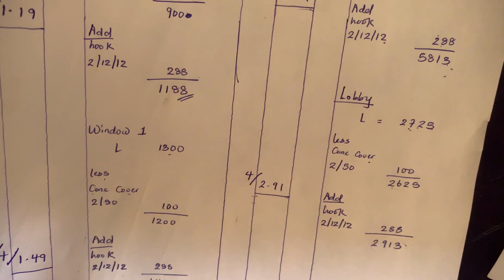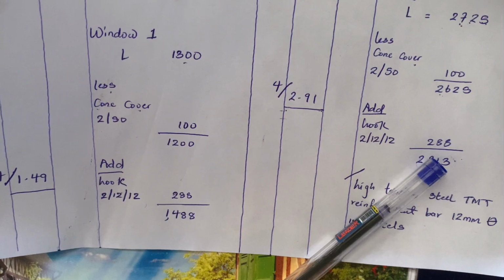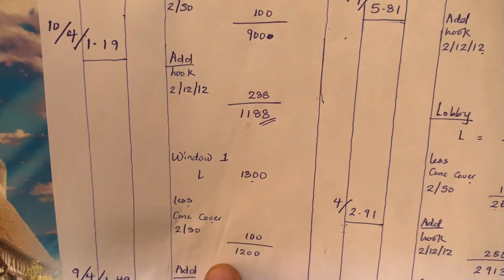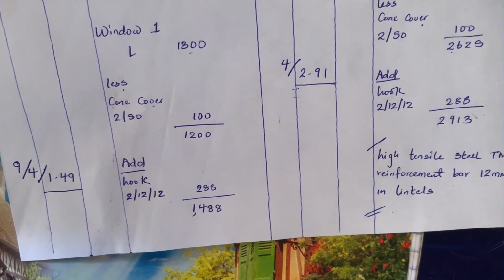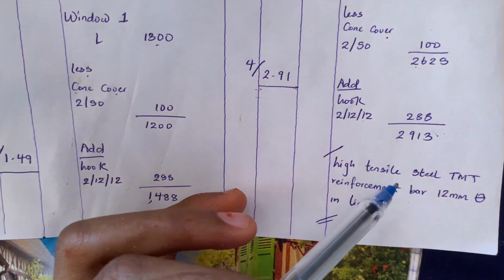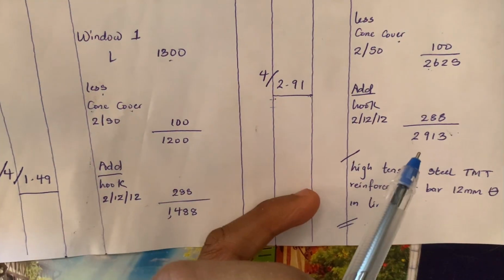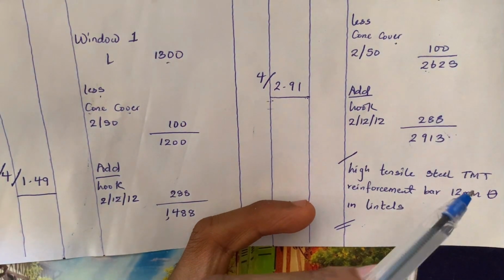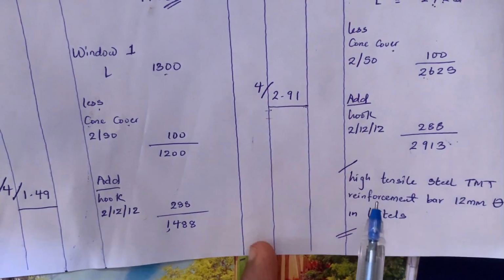Now doing this, you booked for the entire reinforcement inside all the lintels in your plan, and then all you need to do is to describe. So when describing, all you need to do is to describe the nature of the operation. So you will say high tensile steel. You know, there are different kinds of reinforcement bars. There's local and there's TMT. So I would go for the TMT reinforcement. So I'll say high tensile steel TMT reinforcement bar.